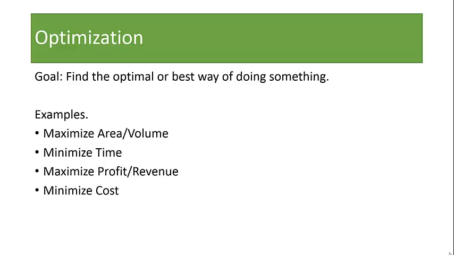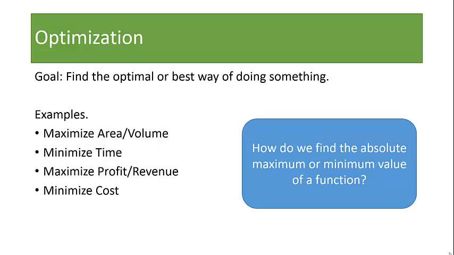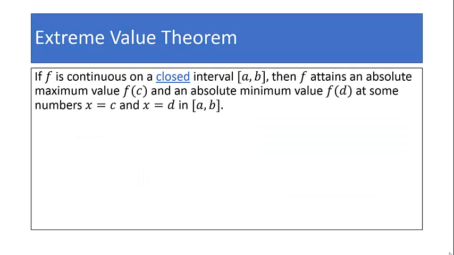Since we'll be looking for an absolute maximum or minimum value, let's do a quick review. How do we find the absolute maximum or minimum value of a function? We know two methods. The first is based on the extreme value theorem, which says if f is continuous on a closed interval from a to b, then f is guaranteed to attain an absolute maximum value f(c) and an absolute minimum value f(d) at some numbers c and d in the interval from a to b.